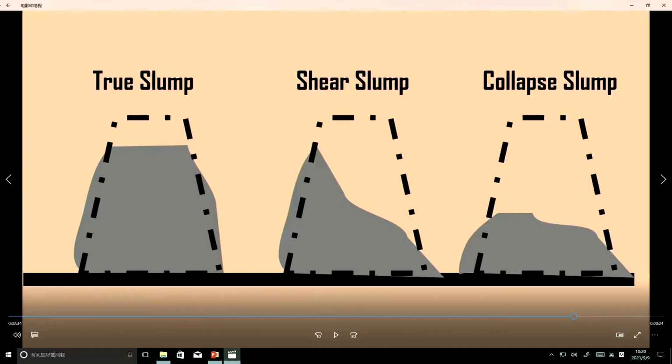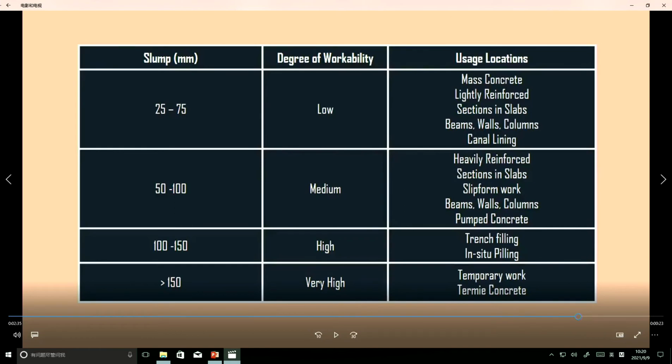And also here, for these tables, it suggests some range values for us to use in different types of structure. That's why if the slump value is too high or too low, it may not be good. It's the medium.